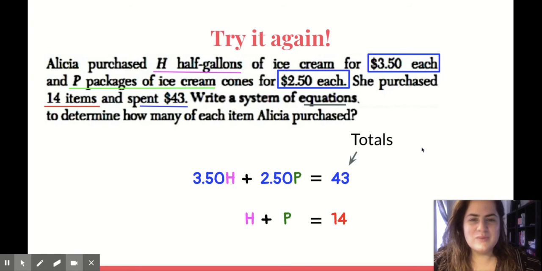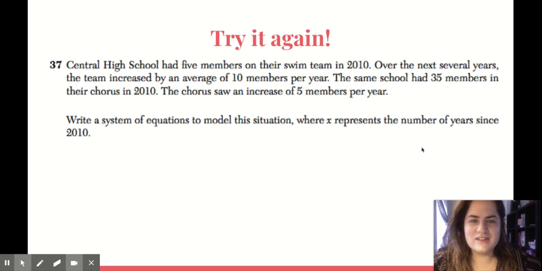Okay, let's do one more type of question. Without reading the whole story, let's just skip around to the keywords here. System of equations, two equal signs. Let's look for some totals. Now this one's a little more confusing because I don't see any actual totals. What I do see is there's two types of teams.